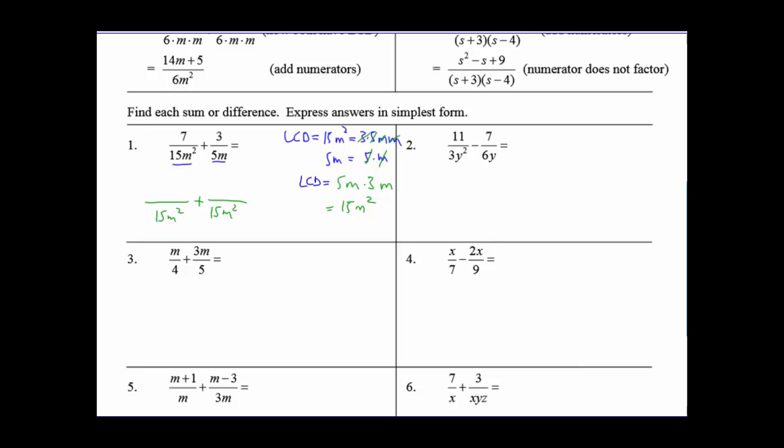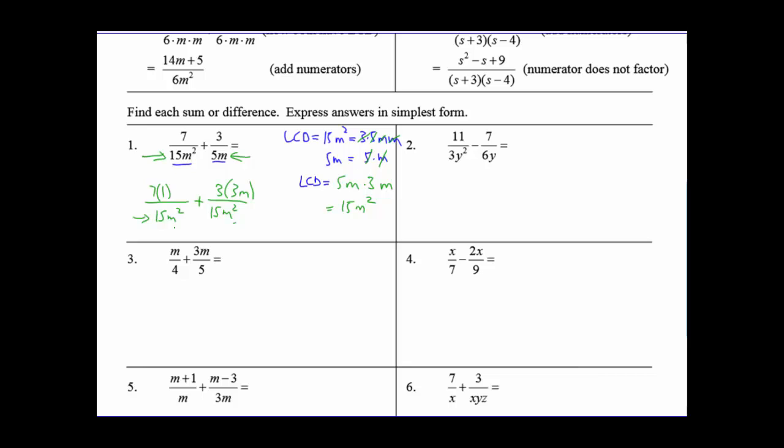What we're going to do, remember, is multiply the top and bottom of each fraction by what we are missing in order to make our 15m squared. So if we look at the 15m squared up here at the top, 15m squared times what equals 15m squared? That's just 1. So we only have to multiply by 1. And to the other side, we have a 5m. What are we going to have to multiply 5m by to get 15m squared? We're going to have to multiply by the 3m that's missing.